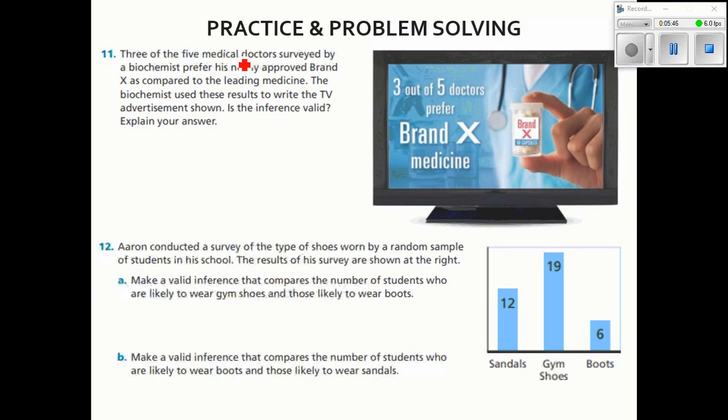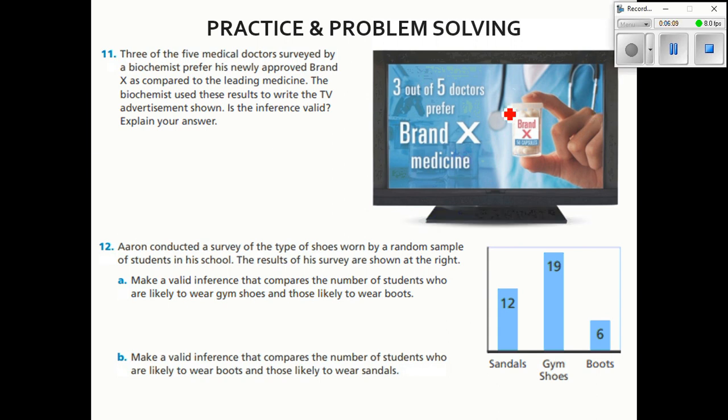Next, it says 3 of the 5 medical doctors surveyed by a biochemist prefer his newly approved brand X as compared to the leading medicine. The biochemist used these results to write the TV advertisement shown. Is the inference valid? Explain your answer.